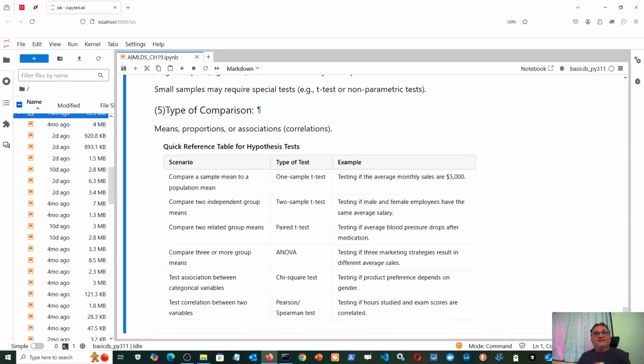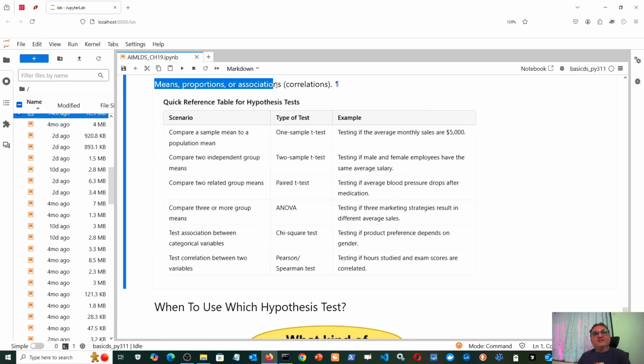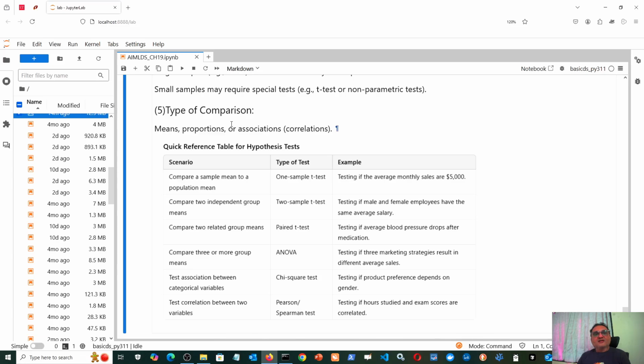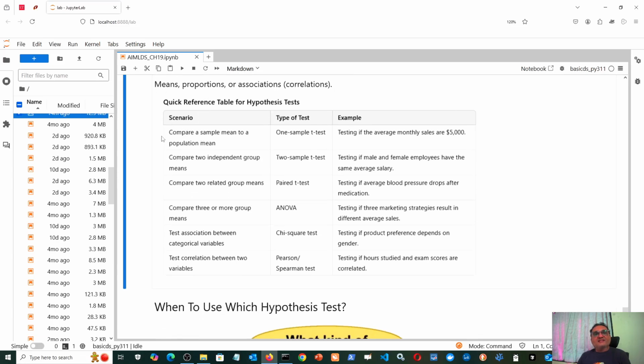Then type of comparison. So mean, proportion, or association, what you are comparing. And this is a nice little table. In the first column, the scenario is given. In the second column, the type of test which you will use in that scenario is given. And in the third column, a practical example is also given.